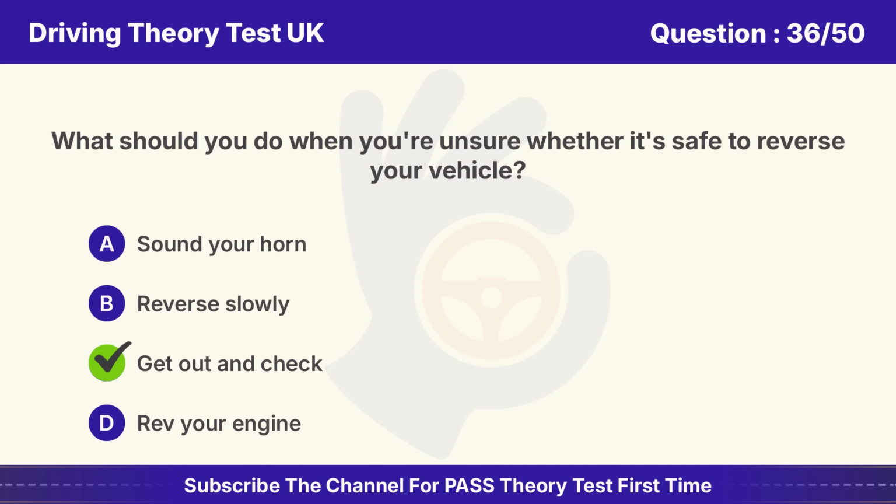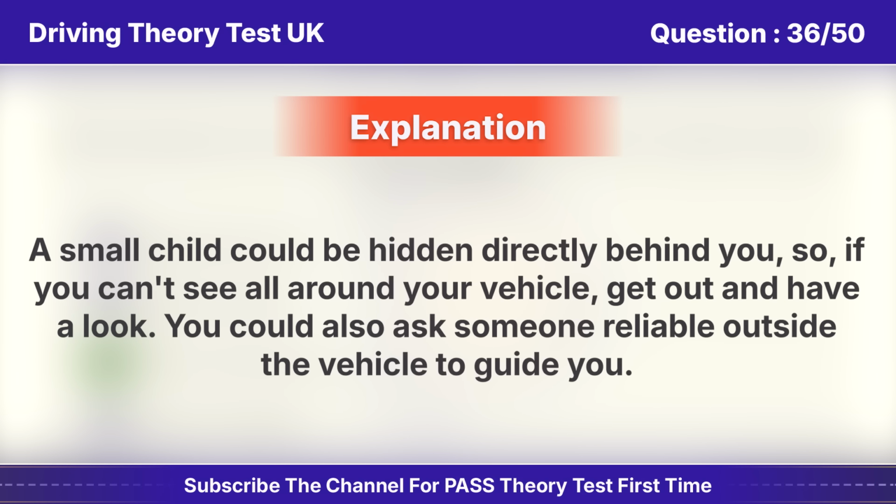Answer is C. Get out and check. A small child could be hidden directly behind you, so, if you can't see all around your vehicle, get out and have a look. You could also ask someone reliable outside the vehicle to guide you.